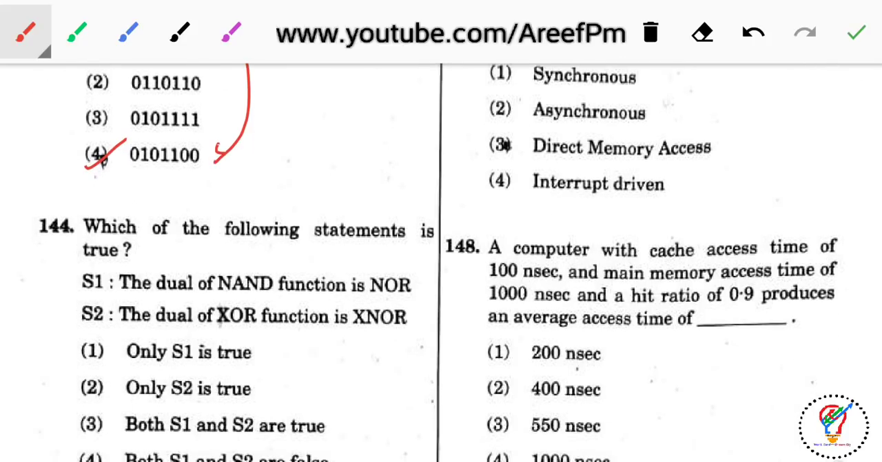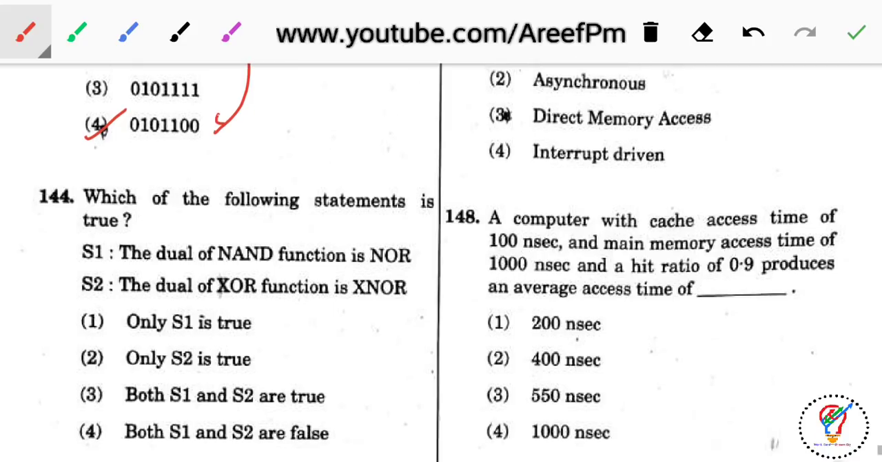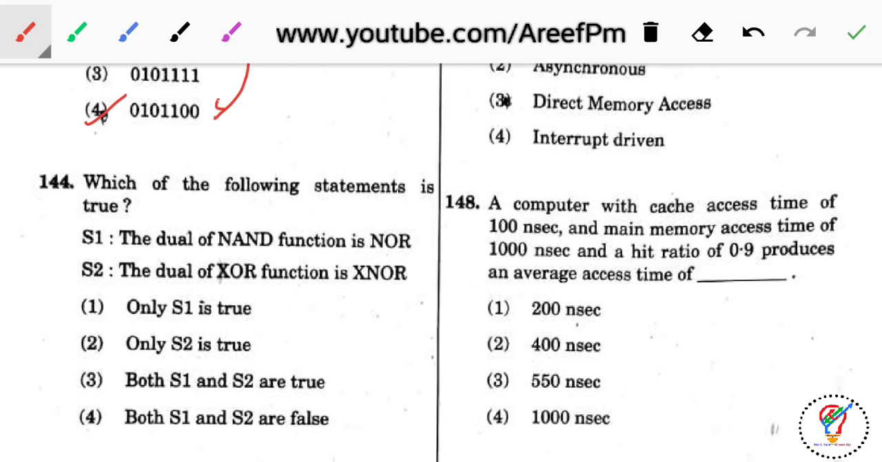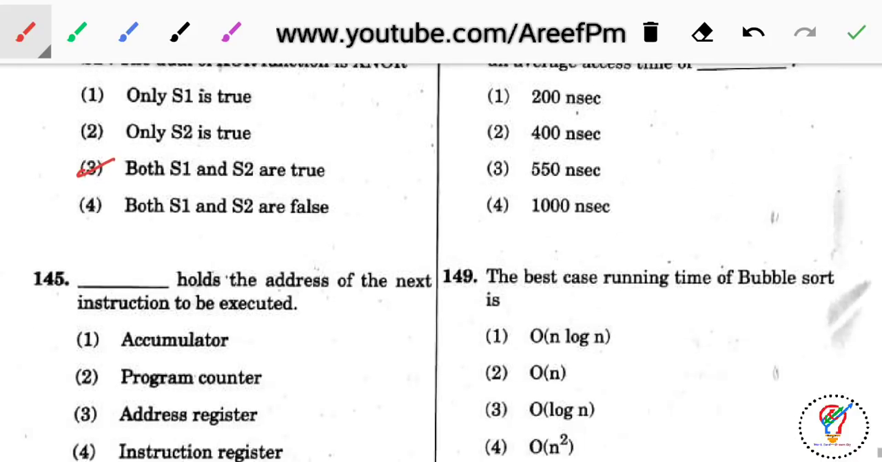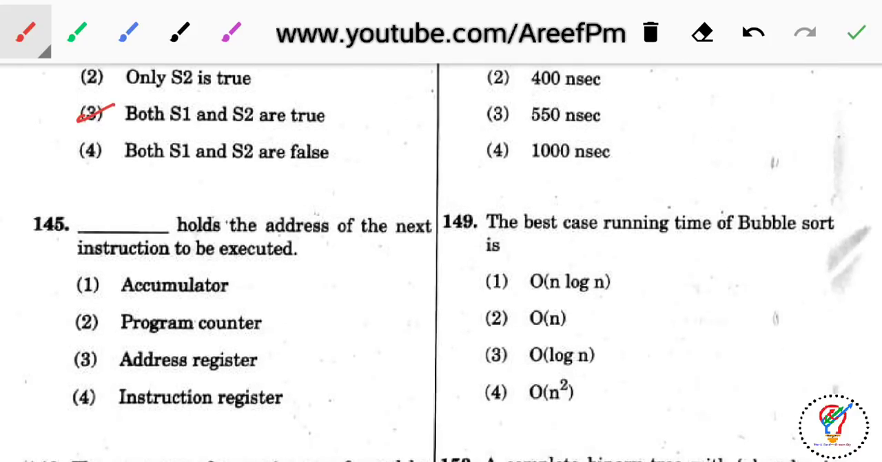Which of the following statements are true? So the dual of NAND gate is NOR and the dual of XOR gate is XNOR gate. So the answer here is both S1 and S2 are true. And the question number 145. Dash holds the address of the next instruction to be executed. So 145 is the program counter here.